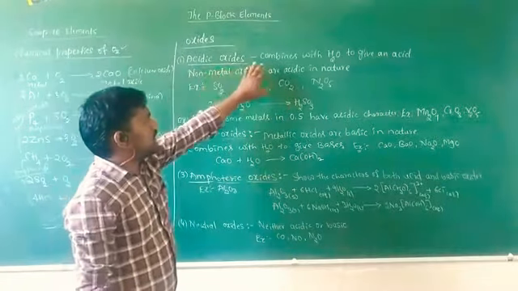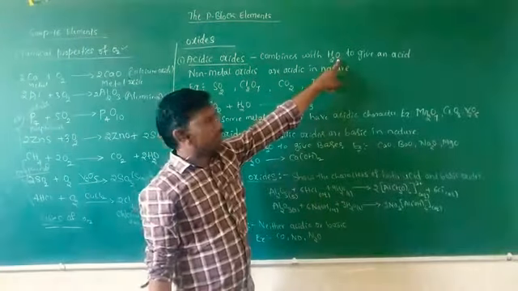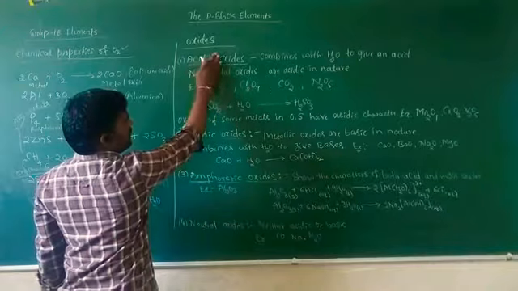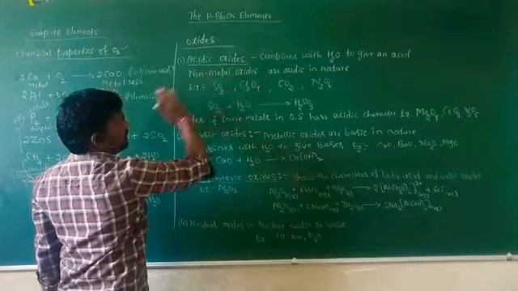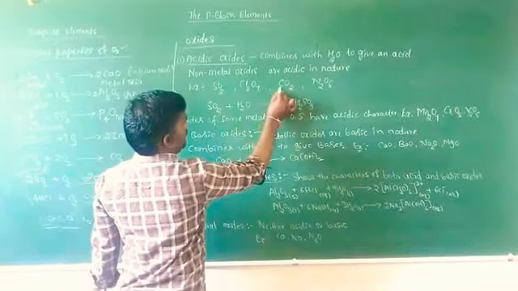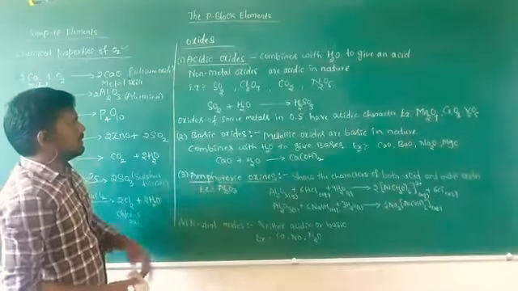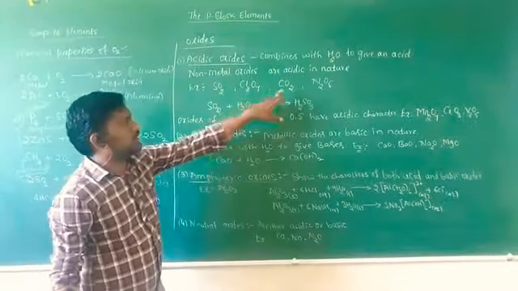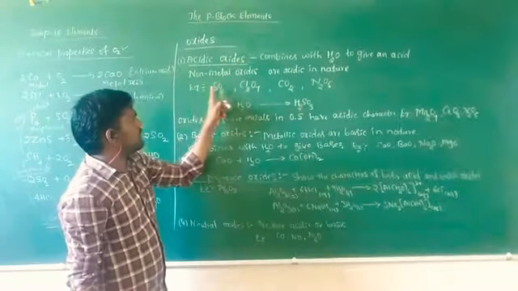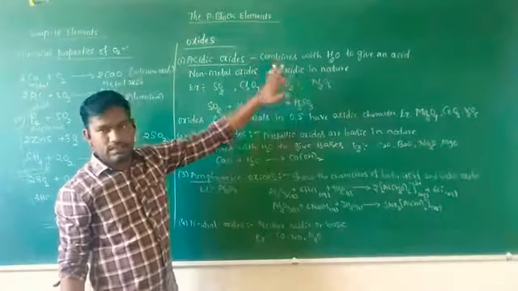Acidic oxides. They combine with water to give an acid. Examples are non-metal oxides. Here sulfur is a non-metal, chlorine, carbon and nitrogen. These are all non-metals, and their oxides, containing O2, O7, O2, O5, are acidic in nature.